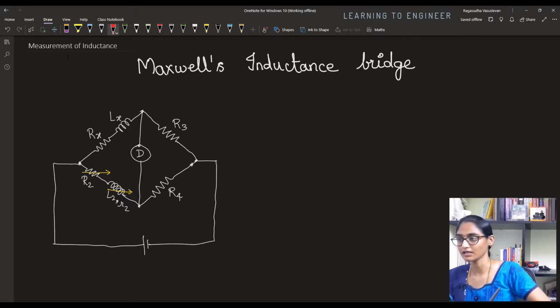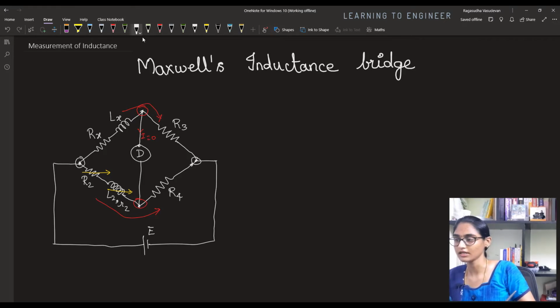When this bridge is balanced, the potential at this point and the potential at this point will be the same, right? So in that case, the current flowing through this will be 0. The current which is flowing into this arm will flow directly into this arm, and the current that flows into this arm will directly flow into this arm. If the battery is supplying a voltage of E, the voltage of E will be applied across these 2 points, and this voltage will be the same across this arm as well as this arm.